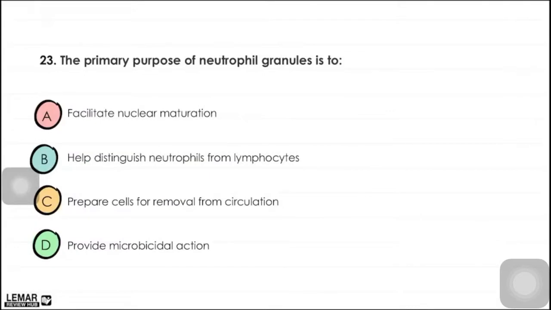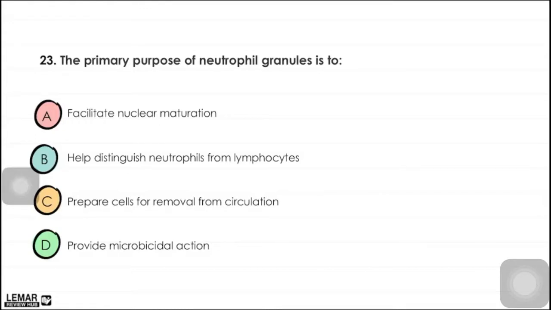Number 23, the primary purpose of neutrophil granules is to, letter A, facilitate nuclear maturation. B, distinguish neutrophils from lymphocytes. C, prepare cells for the removal from circulation. Or letter D, provide microbicidal actions.